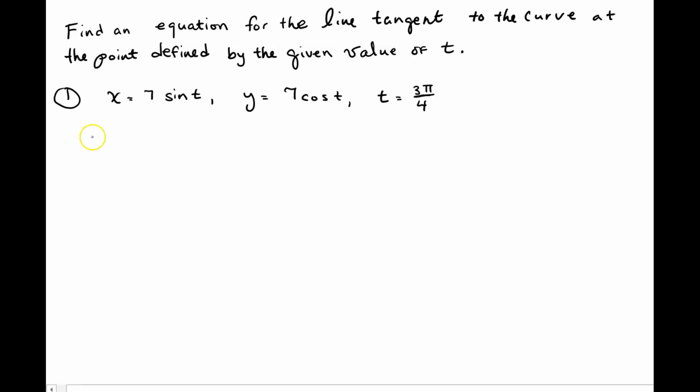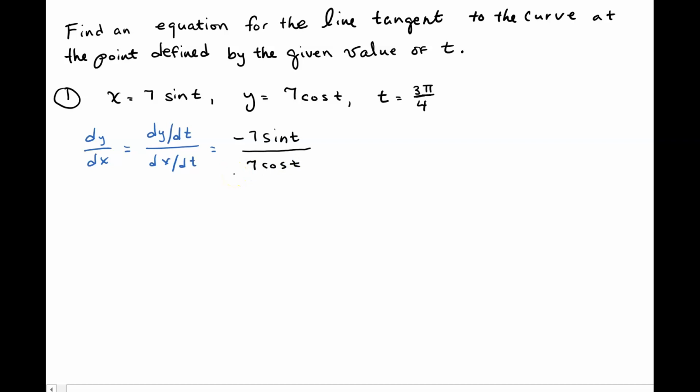All right, so let's see what we're looking at here. We know we're looking for dy/dx, and we know this is going to be dy/dt divided by dx/dt. So what does this look like? Well, we're going to have to take the derivative of y. So the derivative of 7 cosine t is going to be negative 7 sine t. So we write negative 7 sine t. Now the derivative of x, which is 7 sine t, is going to be 7 cosine t. So you have 7 cosine t in the denominator.